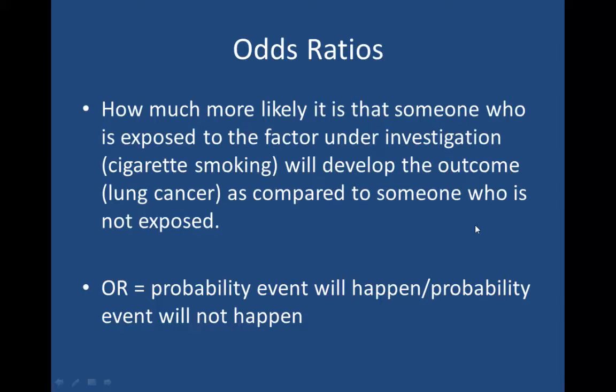With odds ratios, we are really looking at how much more likely is it that someone who is exposed to a treatment or medication or procedure will develop the outcome as compared to someone who is not exposed. So, odds ratio is really the probability an event will happen versus the probability the event will not happen. If you bet at a racetrack, if you do sports betting, you understand odds ratios. They are not intuitive to most people. They are not simple percent calculations.